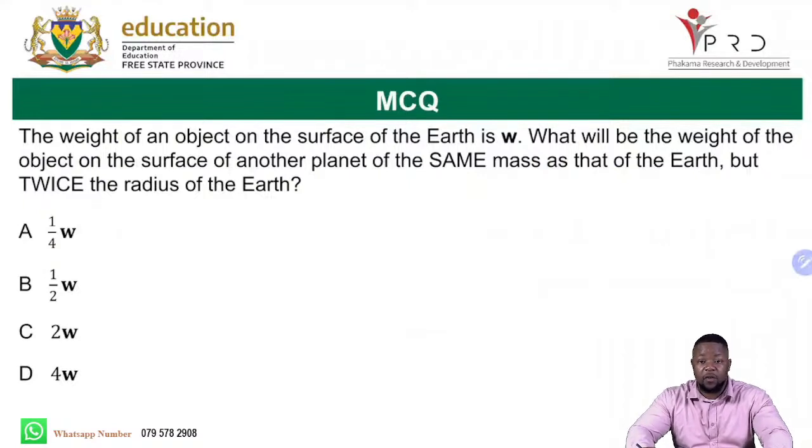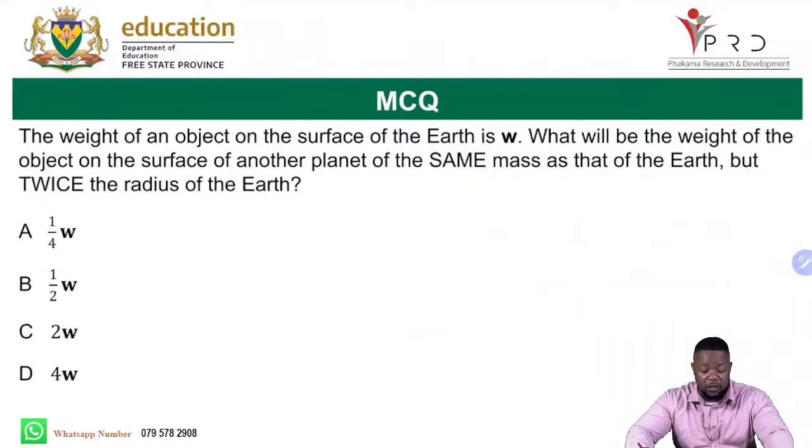Let's now have a look at how we attempt some of these multiple choice questions. Some of them might require some calculations. Some might require you to recall some definitions. When you answer your multiple choice questions, your data sheet should be very close by. You need to refer to the data sheet to answer most of these questions.